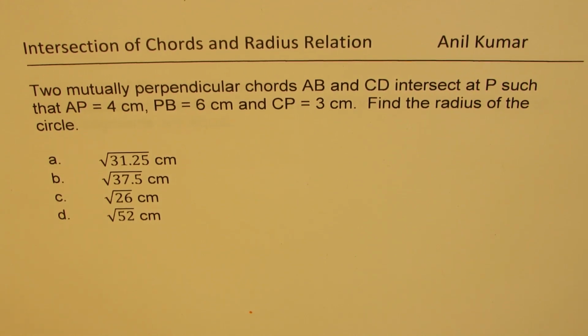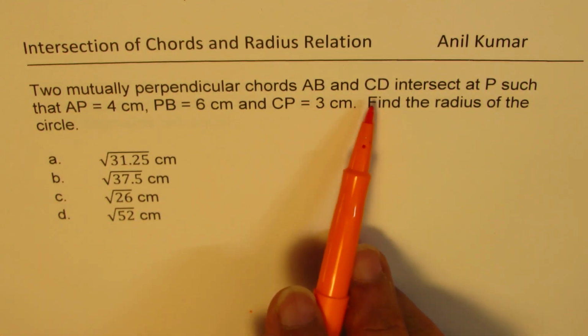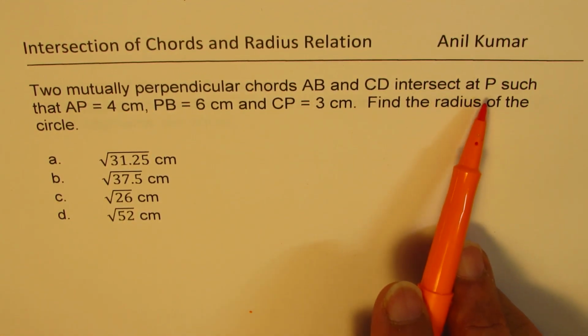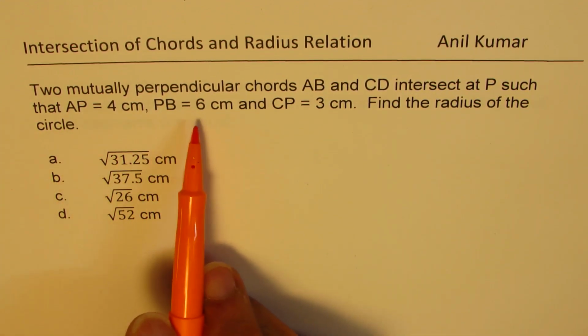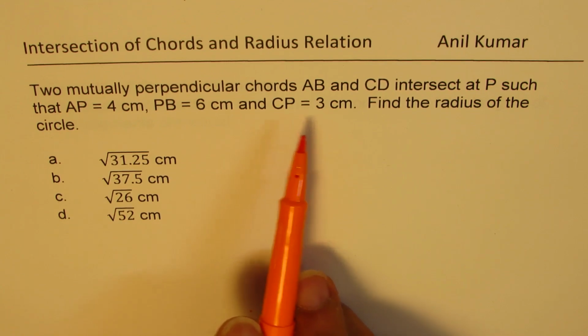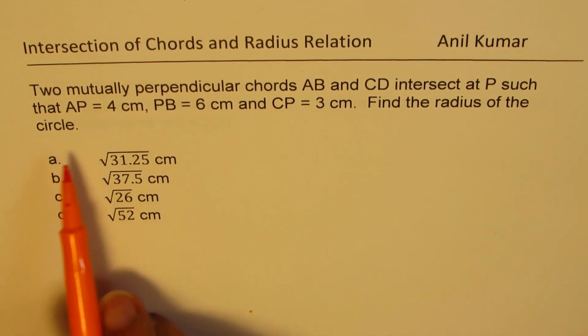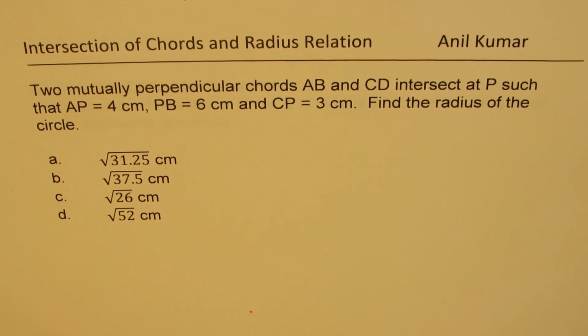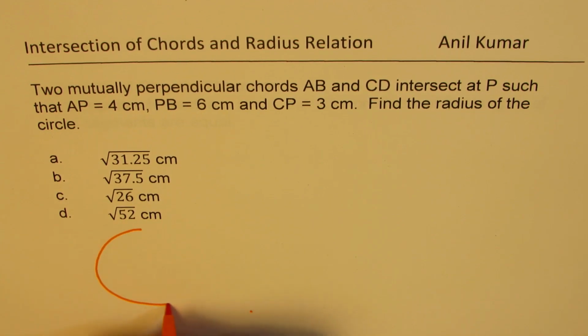Thiru. Two mutually perpendicular chords AB and CD intersect at P such that AP equals 4 centimeters, PB equals 6 centimeters, and CP equals 3 centimeters. Find the radius of the circle. 4 choices are given to you. Now to help you answer, let me sketch, at least provide you with a diagram.